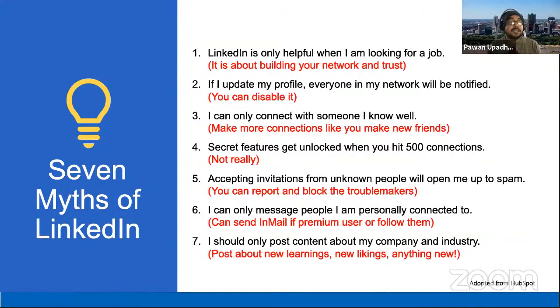I do know many people say that if I put up a nice profile picture, people will start commenting in my chat box. So don't worry, you can just report such people. The sixth part is, I can only message people I'm personally connected to. No, you can email them, you can follow them, and later comment on their post. You can say, look, I'm looking to connect with you. Can you share your email ID? So you don't need to be in their connections to get their email ID, and you don't need to be connected to talk to them. Even if they haven't shared an email ID, you can just message them.